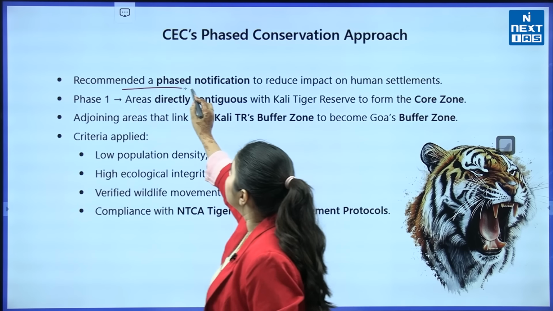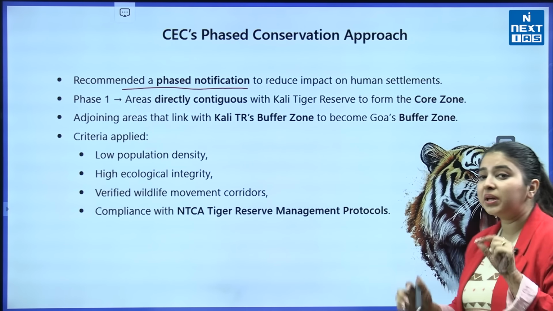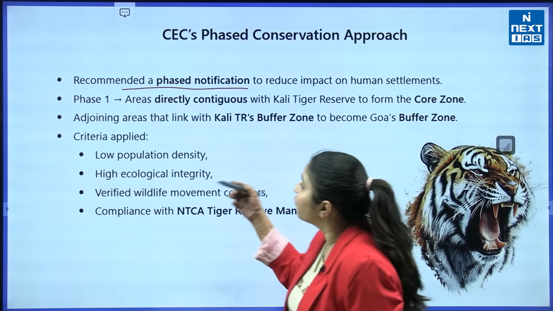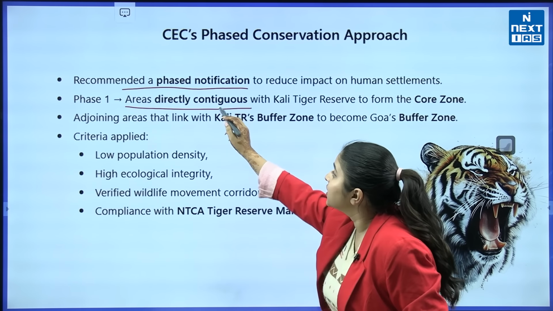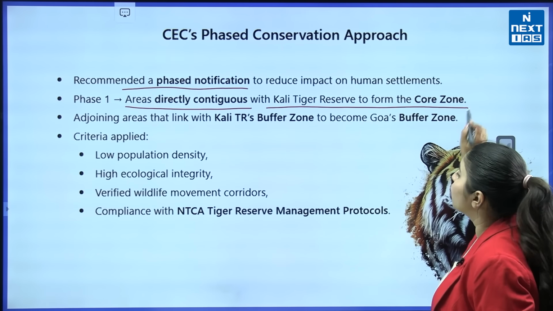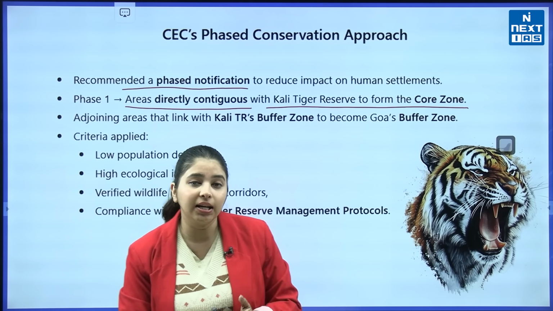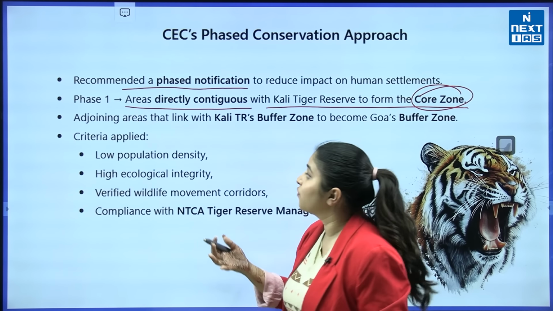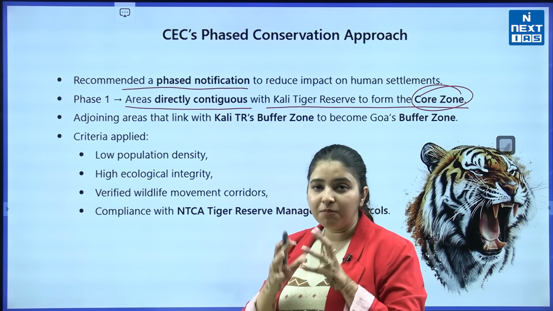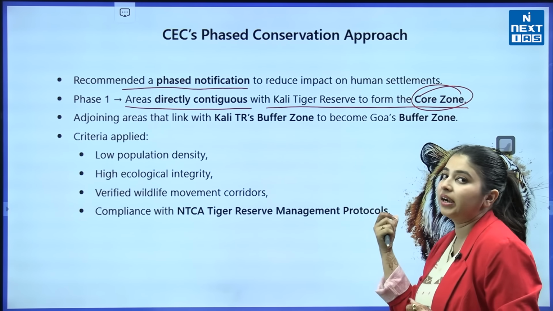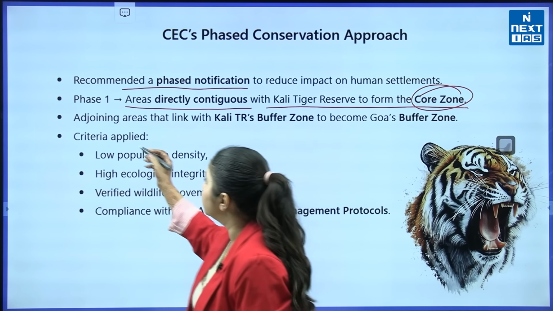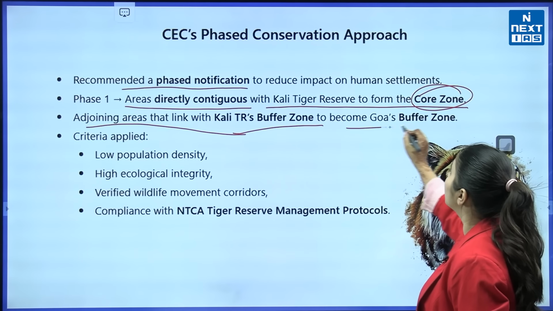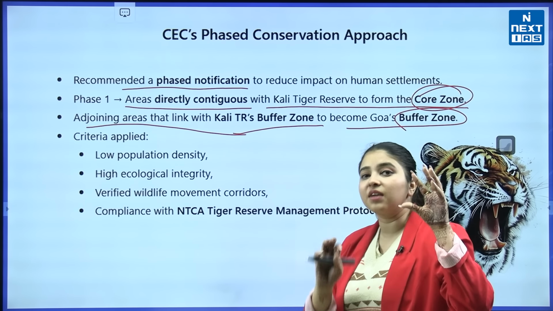The recommendation is a phased notification, which means that all this will be done in phases, and the first phase will be done. The first phase is areas directly contiguous with Kali Tiger Reserve to form a core zone. Now the areas which share a border with Kali Tiger Reserve will form a core zone, which will impact a smaller number of people, and this core zone will be declared a tiger reserve initially. So the adjoining areas that link with Kali Tiger Reserve's buffer zone become Goa's buffer zone. Now there will be one core zone and then a buffer zone.